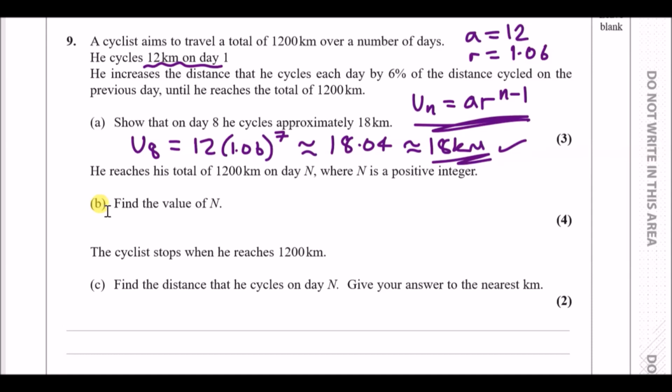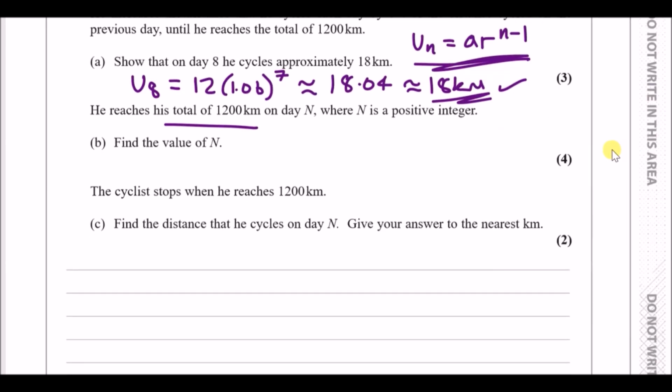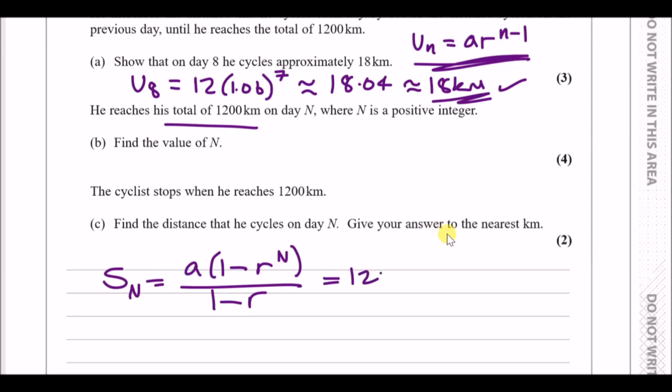Now, next one. He reaches his total of 1200 kilometers. So this is the total, yeah? So this will be the sum on day n, where n is a positive integer. Find the value of this n. Alright? So to do it, let's record the other formula, which is the geometric sum. And this is equivalent to A times 1 minus the common ratio to the power of n, over 1 minus the common ratio. So this formula, I think it's best you just memorize these formulas because you're going to use them all the time. Now, all you want to do is literally just plug in all the values. And oh yeah, the total has to equal 1200. So that's another key thing.